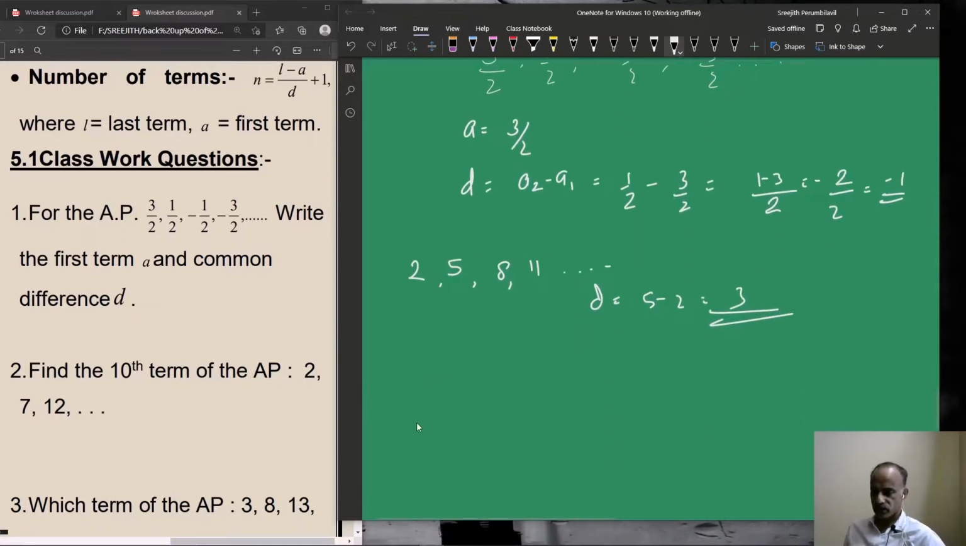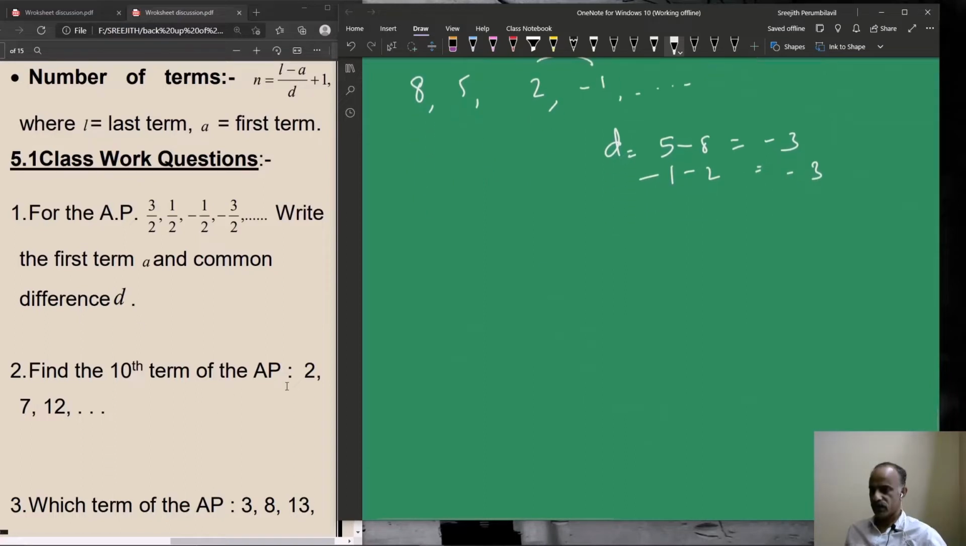Suppose it is the reverse. For example, let us consider 8, 5, 2, -1, etc. What is the common difference? The common difference is 5 minus 8, that is equal to -3, or -1 minus 2, it's all -3. That means the common difference can be positive or negative.